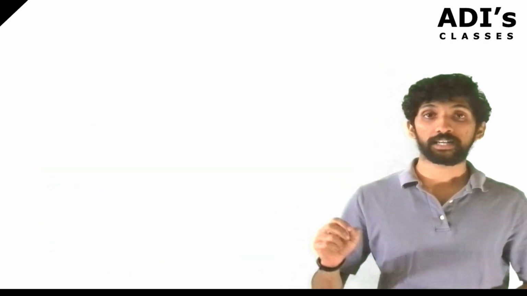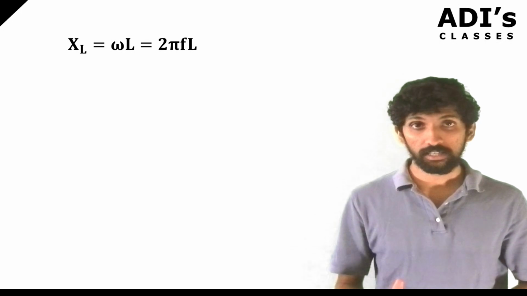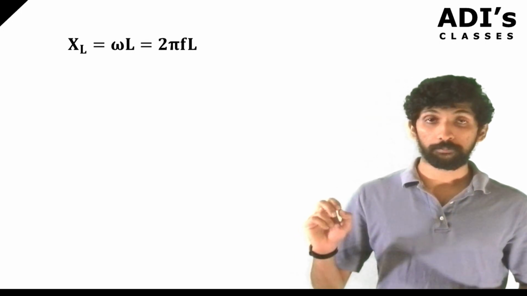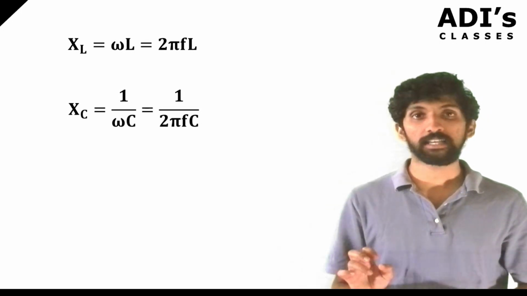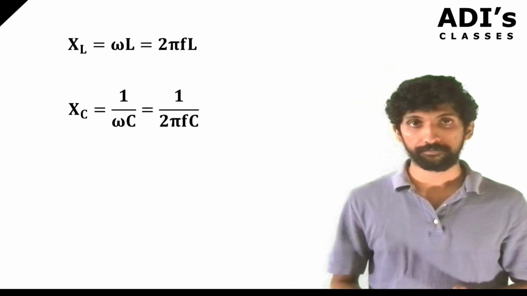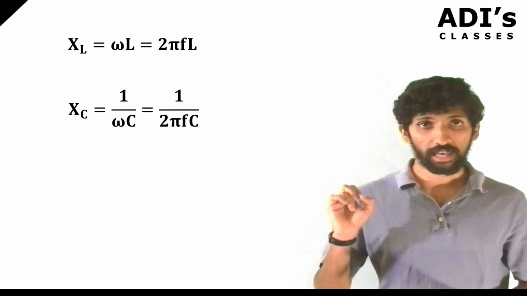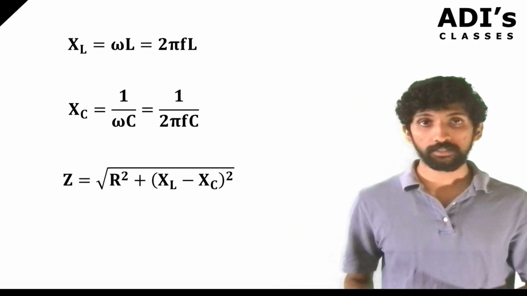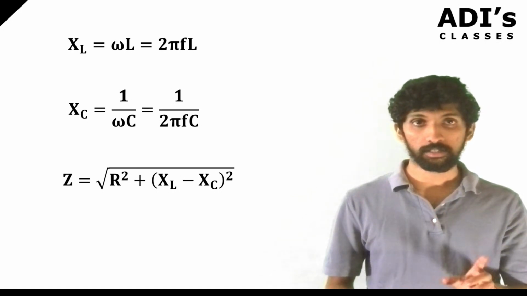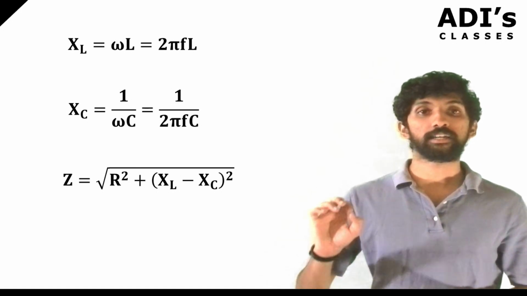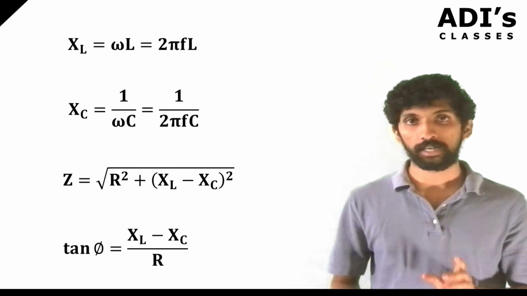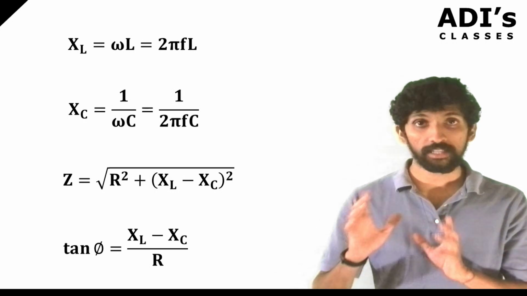Then you learnt about inductive reactance X_L, which is omega L or 2 pi F L. Then capacitive reactance X_C, which is 1 over omega C or 1 by 2 pi F C, right? Then in the LCR circuit, you learnt about impedance, which is root of R square plus (X_L minus X_C) the whole square, right? And then tan phi was given by (X_L minus X_C) divided by R, right? So this is what you learnt in LCR.